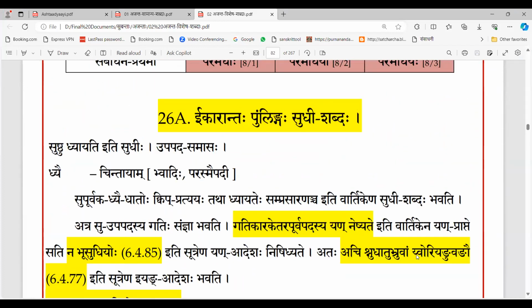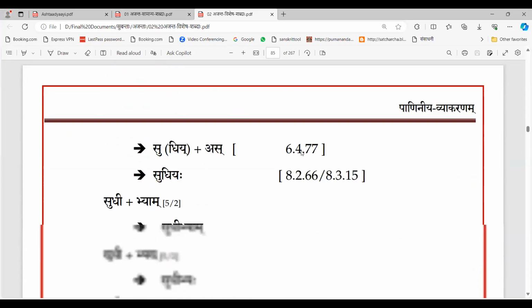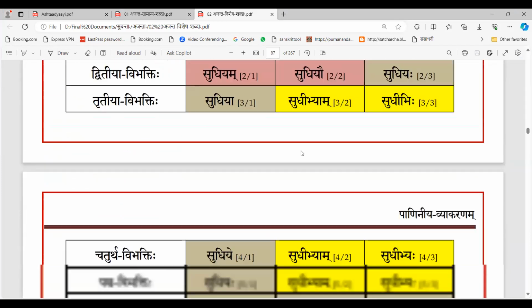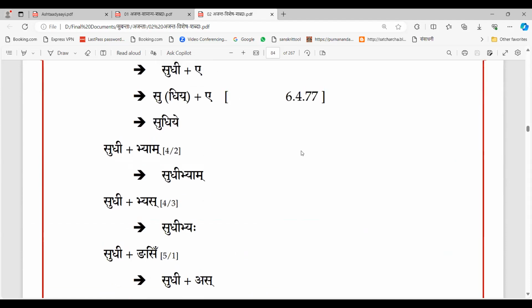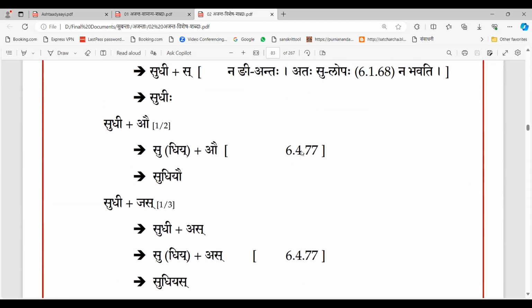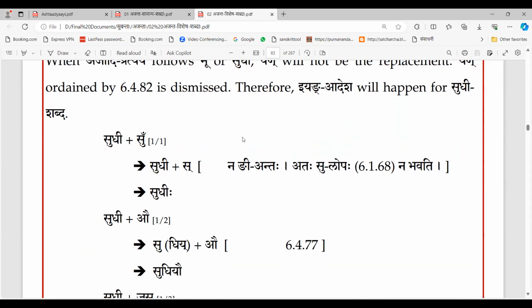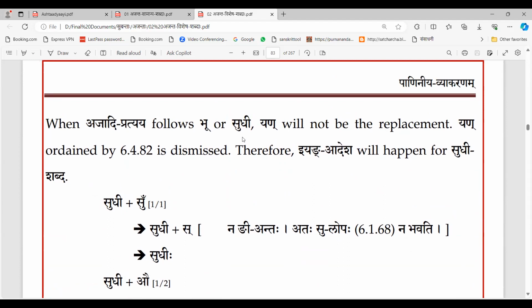Only Dirgha Ikaranta Ukaranta Nitya Strilinga Shabda enjoys Nadi Sanya, right? And here Di is a Pullinga Shabda. And Sudhi, we have seen, can be derived in two forms: Sushtu Dhyayati iti Sudhi, and Shobana Dihi Yasya Saha. Both ways you get the same rupam, Sudhiya, in Pullinga. Whatever the Samasa Vigrahvakya, both forms are the same. But it is not Niyanta, therefore it is not a Strilinga Shabda. The Strilinga Shabda which gets Yang Adesha will not enjoy Nadi Sanya.